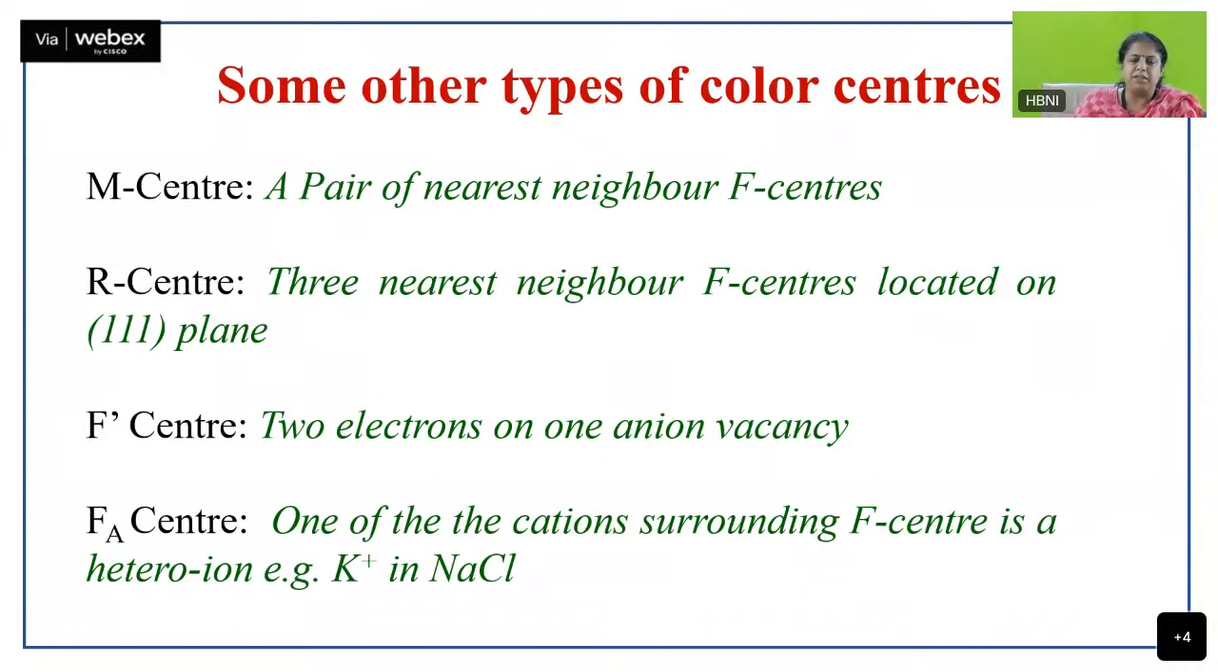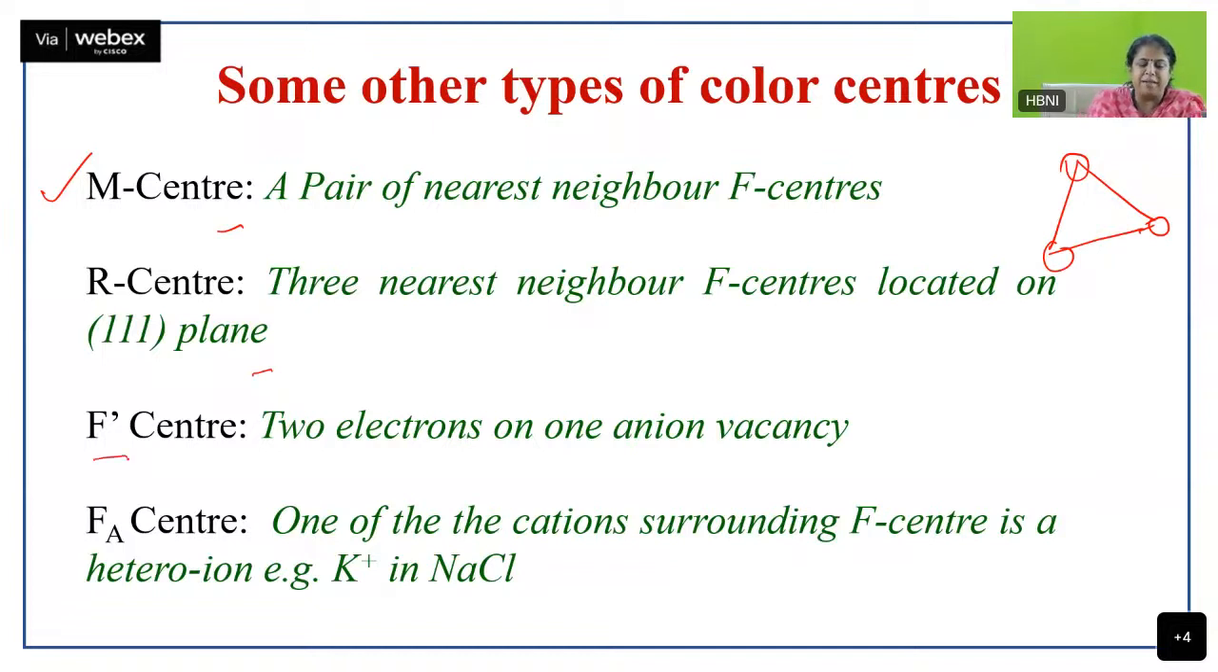Some other types of color centers which would be good for you to know if you come across them in some literature papers and so on. M center, when you have a pair of nearest neighbor F centers, okay? Two F centers lying close together are called M centers. R center, if you have three neighboring F centers and they lie on the 1, 1, 1 plane of the unit cell, this way, that is called an R center.